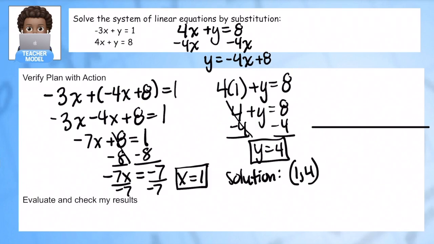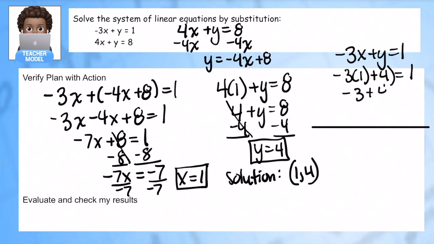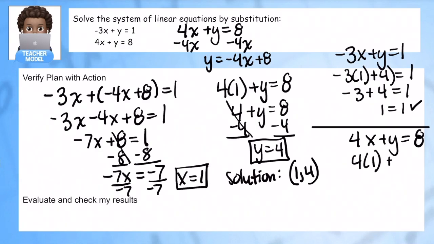All right, let's sub this into both equations just so we can see if it's valid. So I'll go to the first one. Negative 3x plus y equals 1. And I get negative 3 plus 4 equals 1. 1 equals 1, completely valid. Let's try the next one. Four times 1 plus 4 equals 8. 4 plus 4 does equal 8. So this one is also valid.